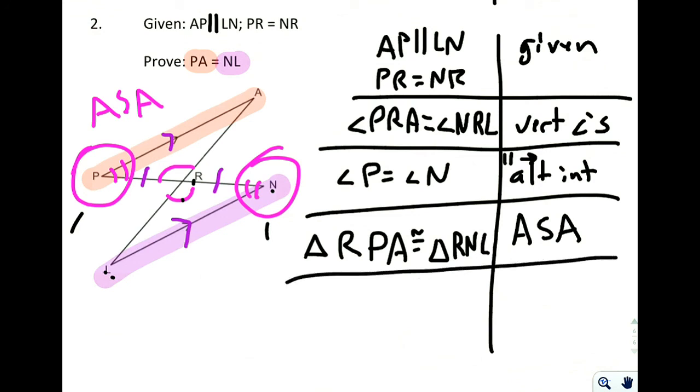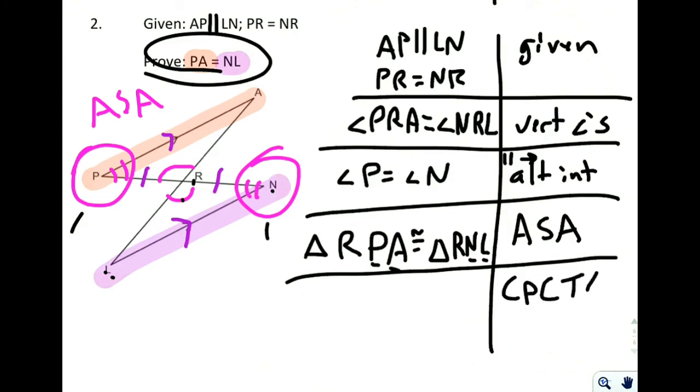And finally, we want to get these two sides. And we can see here that if we look at the first two letters, P and A, and the second two letters, N and L, we can get that from CPCTC. Congruent parts of congruent triangles are congruent, including this segment. So we can say PA equals NL. And that was exactly what we were trying to prove. So we are done.